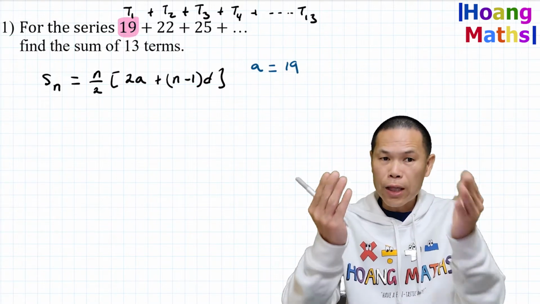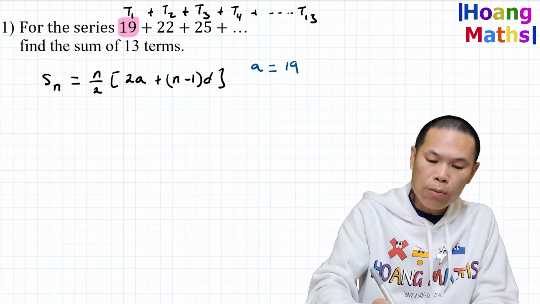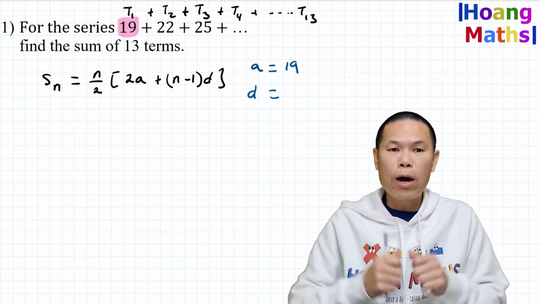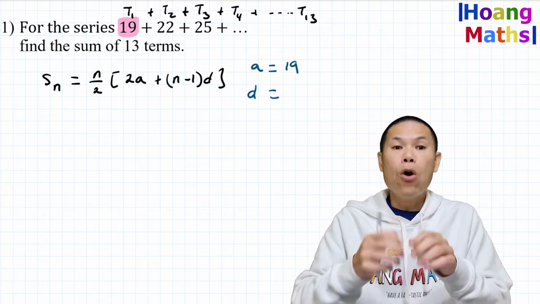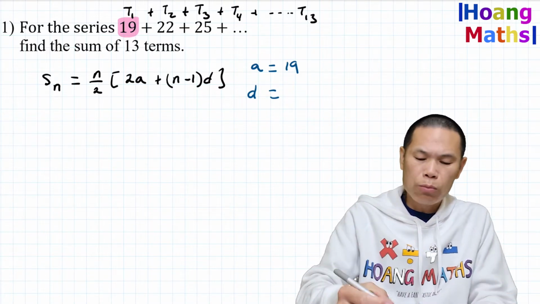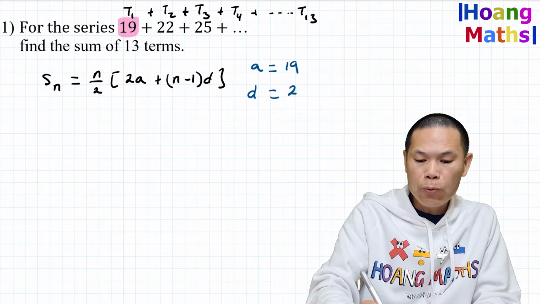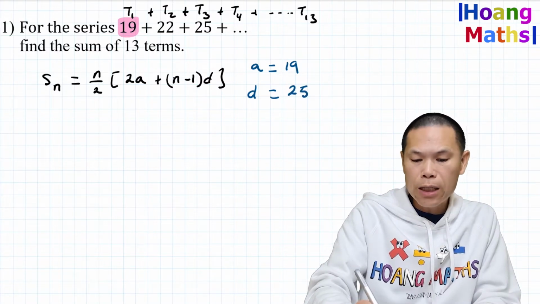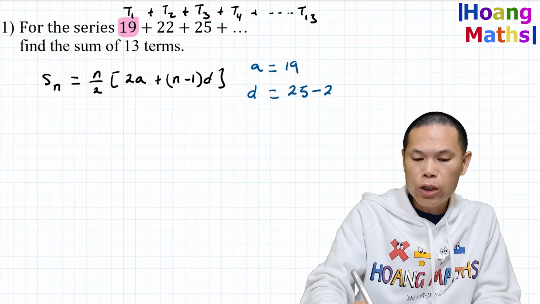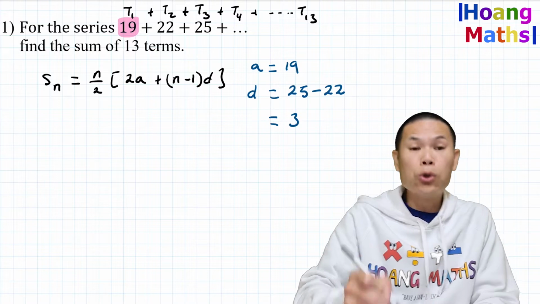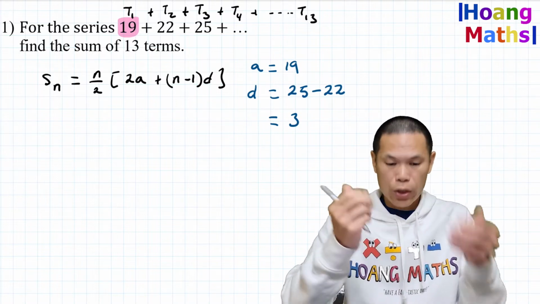And then we need to find the common difference. The common difference is t of 2 minus t of 1, or term 3 minus term 2. Doesn't really matter. Let me just use term 3, which is 25, minus term 2, which is 22. So the common difference is 3, because 25 minus 22 is 3.